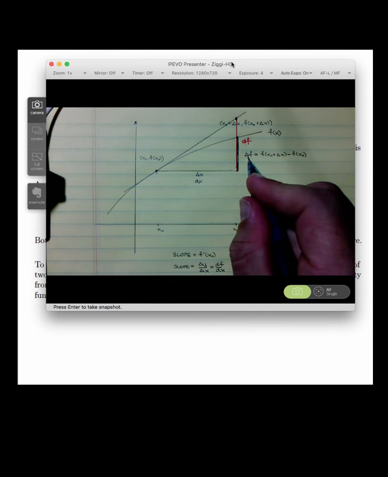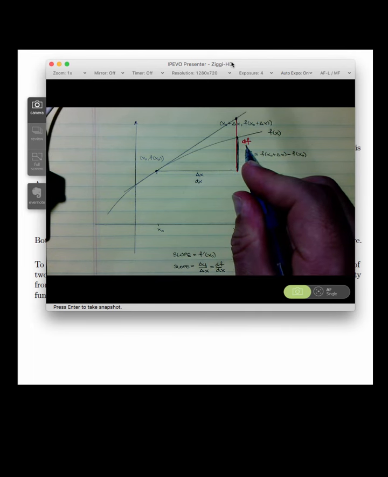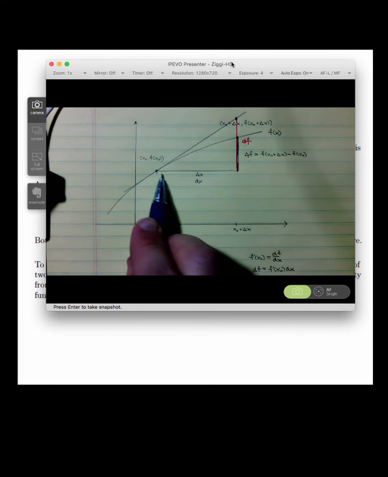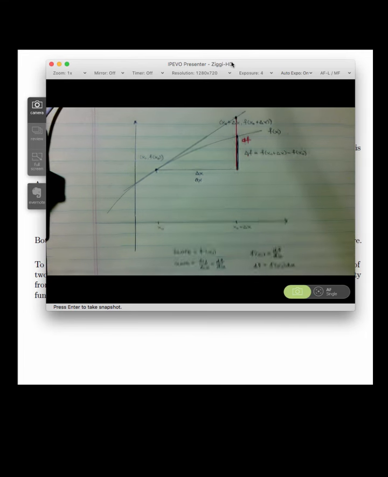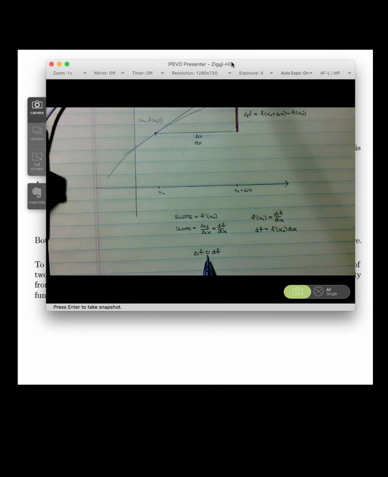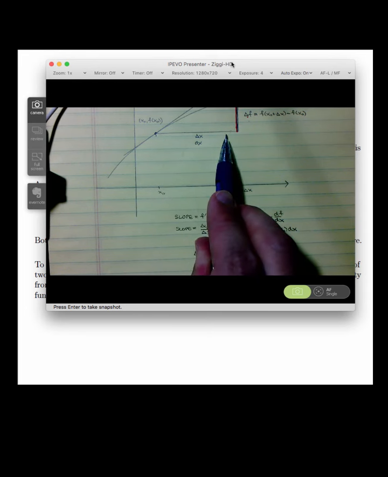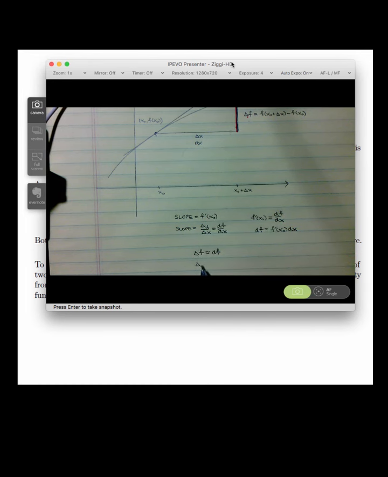Nevertheless, delta f can be approximated by df, provided that this horizontal distance is small. So delta f is approximated by df, provided that the horizontal distance here is small. But from this it follows that delta f is approximately f prime of x naught times dx. dx, however, is the same as delta x. So delta f is approximately f prime of x naught times delta x.